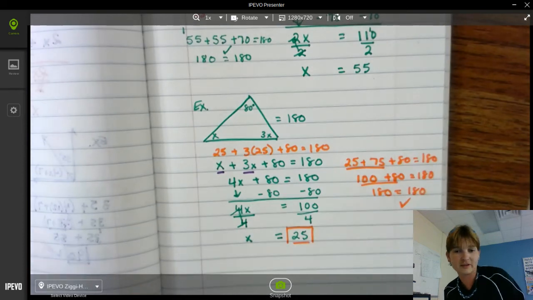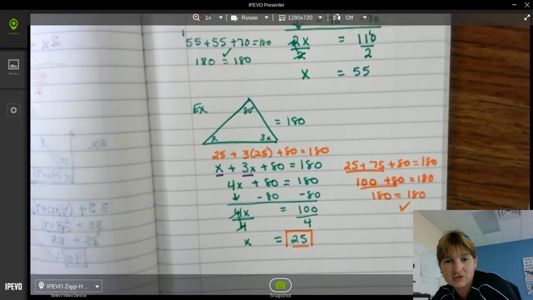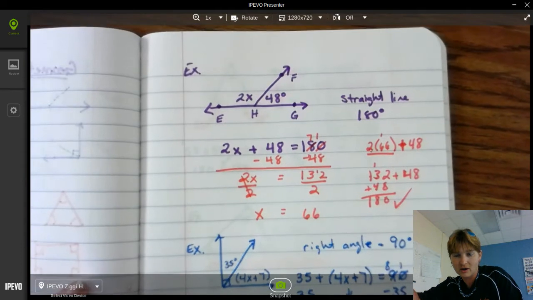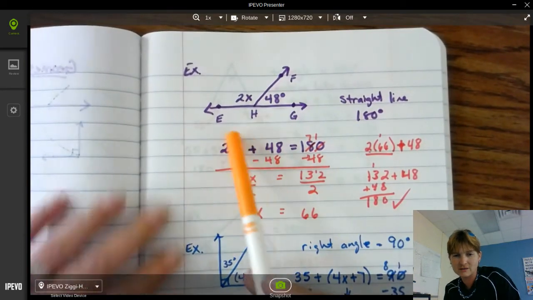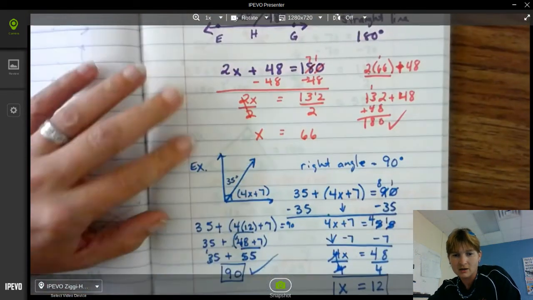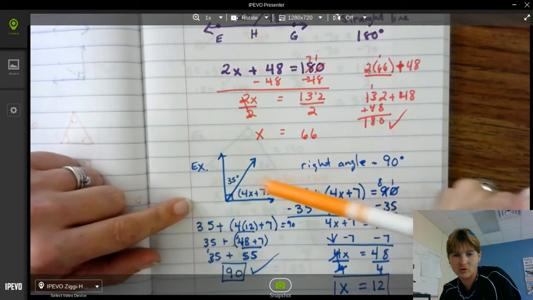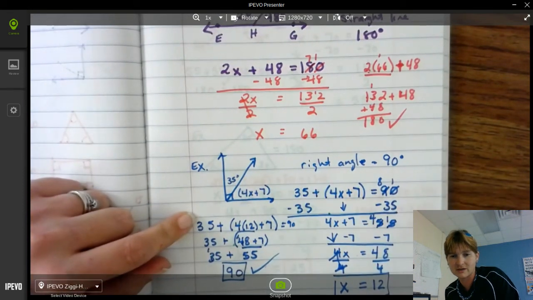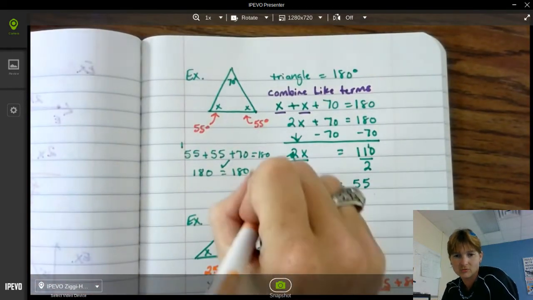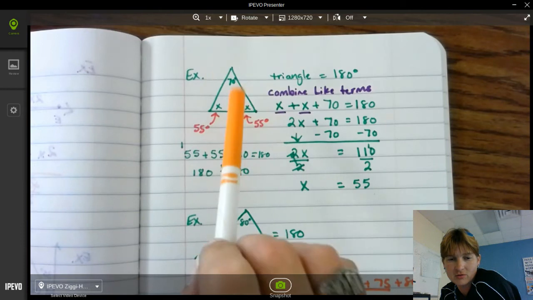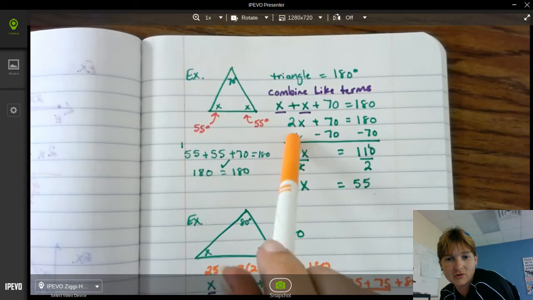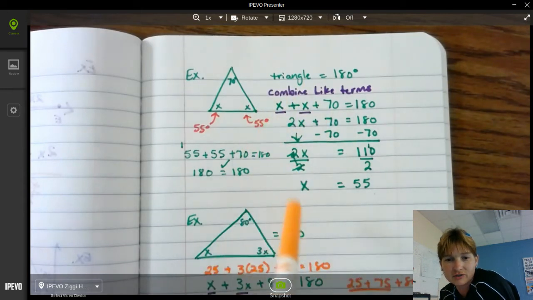All right. That's going to conclude it for this lesson. Please make sure that we understand that we are looking at all different types of angles and degrees. So we have our straight line, which is 180 degrees. Our 90 degrees or right angles, which is 90 degrees. Then we're mostly looking at triangles, that the triangles equal 180 degrees. And you can combine like terms in order to solve for the variable.